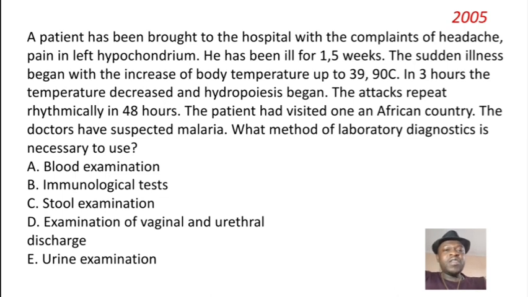Okay. A patient has been brought to the hospital with the complaints of headache, pain in the left hypochondrium. He has been ill for 1.5 weeks. The sudden illness began with the increase of body temperature to 39.9 degrees Celsius. In 3 hours, the temperature decreased and hydropoiesis began. The attacks repeat rhythmically in 48 hours.